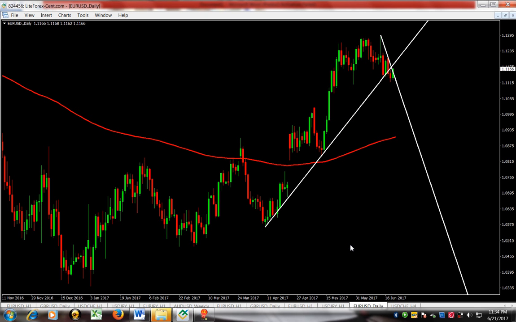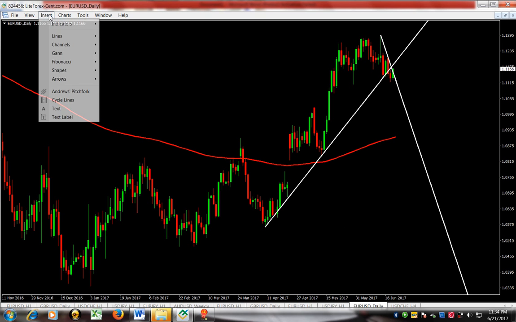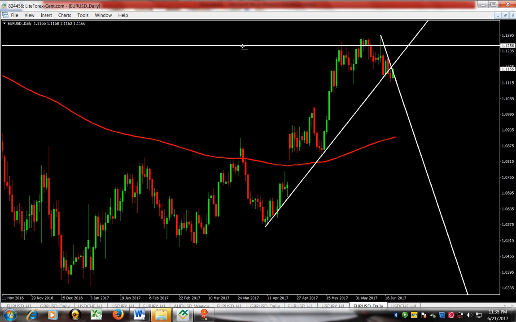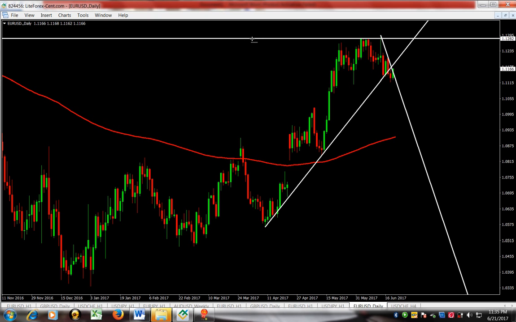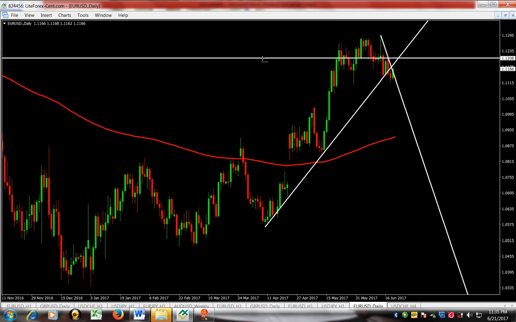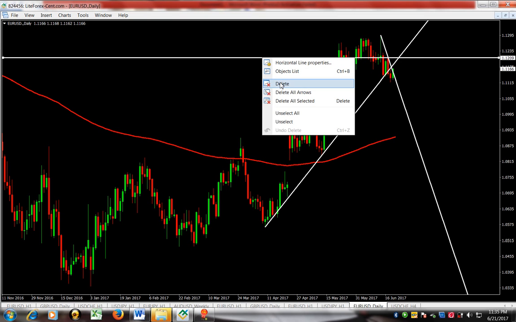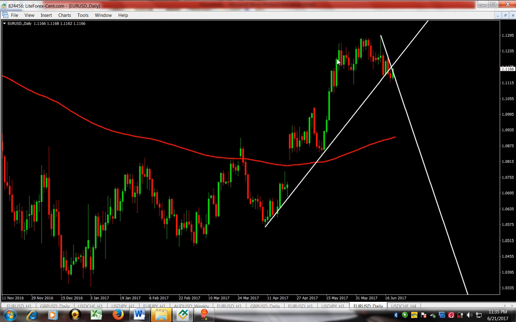Now we have to switch back to our daily chart. Now on this daily chart, you can see what we have. We have the resistance here, which is 1.1282. We have a resistance here. We have a resistance here, which is 1.1211. We have another resistance here, which is 1.1171.